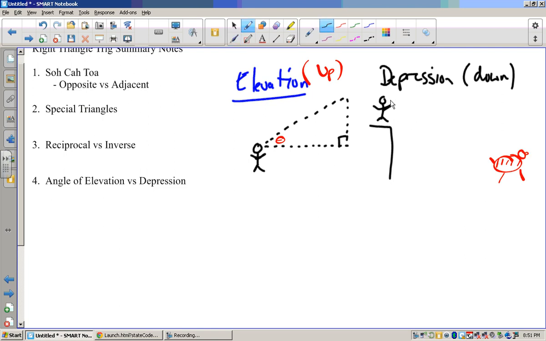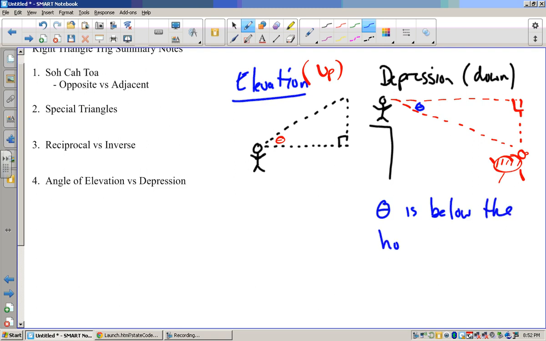I'm looking down at that. So again, I have the horizontal, and then I'm looking down. There's my line of sight. I'm looking down at whatever this filthy animal is. Laugh at me all you want. And theta now is here. It's below the horizontal. So that's going to be the difference there. Elevation, theta is above the horizontal; depression, theta is below. Again, you're probably going to use tangent to get it all figured out and work through it.